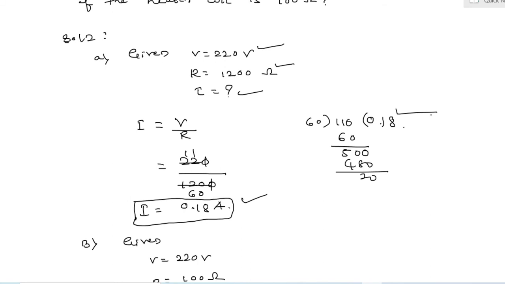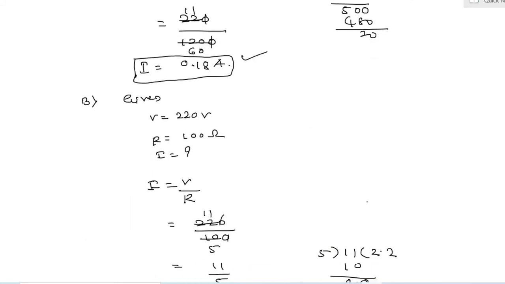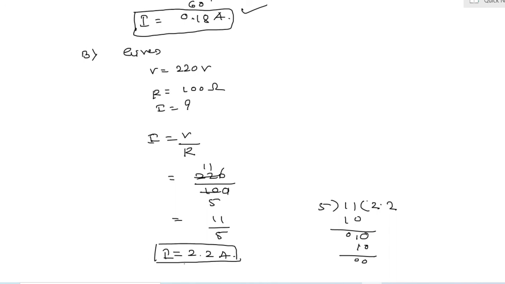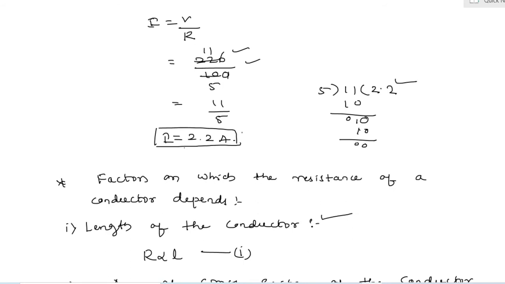Second, B option. Given data are here. V is equal to 220 volt, R is equal to 100 ohm, and find the value of I. It means current. Yes, according to formula, I is equal to V by R. 220 volt divided by 100. Yes, here 0 gets cancelled. 2 5 is 2, 11 is 11 point. Therefore, the answer is 2.2 ohm. Sorry, 2.2 ampere.